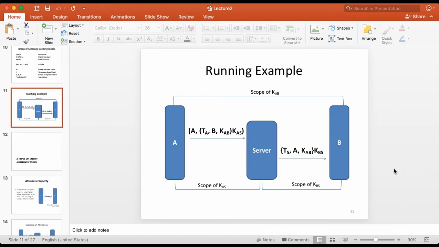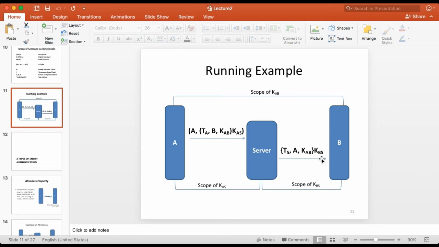So this is the example that we're going to use for the rest of the lecture. This is a protocol example. You have Alice (A) and Bob (B) here attempting to communicate using a third-party trusted server in the middle. Basically, the protocol is a two-step communication, meaning that there are two messages which will be exchanged in this communication.